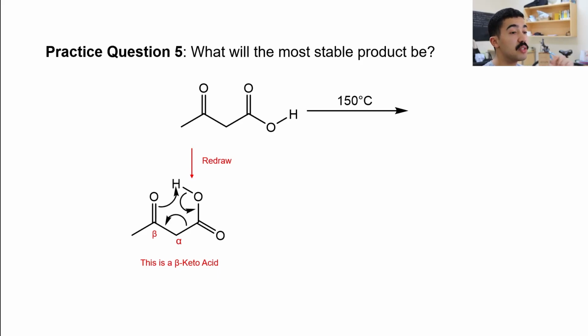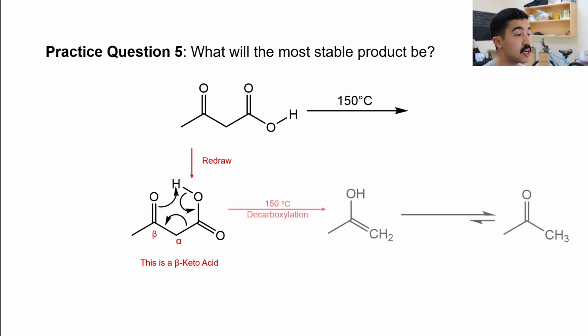So we're going to have these series of exchanges. We're going to have decarboxylation. Okay, this is a decarboxylation of a beta keto acid. That's the full reaction name. And we will produce our keto-enol tautomers, and we're going to have tautomerization.